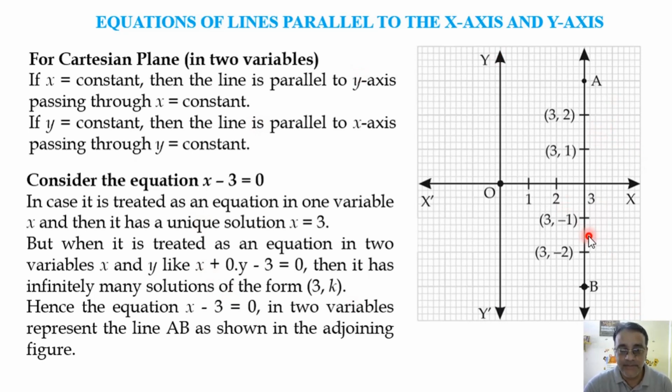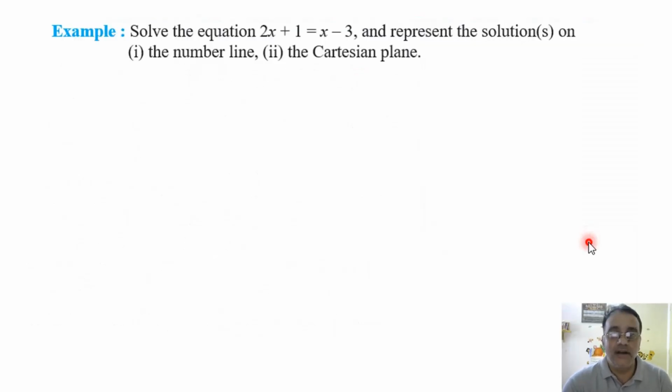Now we are going to solve one example. Solve the equation 2x plus 1 equals x minus 3 and represent the solution on the number line. Number line means one variable, and Cartesian plane means two variables. So we'll start with the equation.